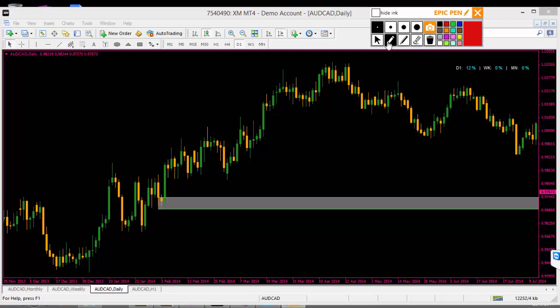All this. The origin is this one. So this is the origin. This is a pullback one time, pullback two times, and price rallies off, price pulls back to this one, and rallies off.